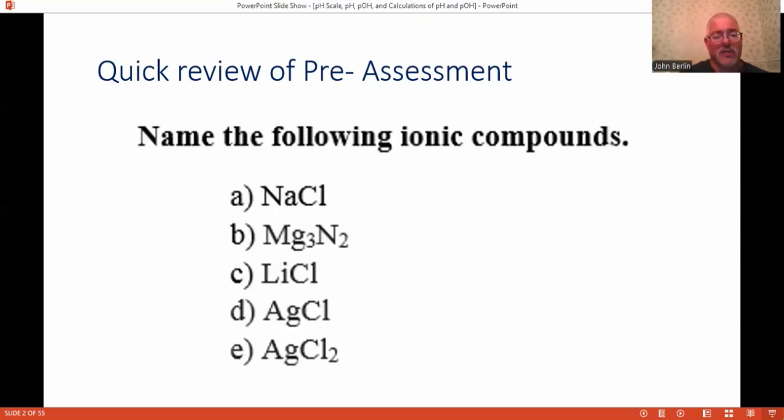Okay, number two, we did this one last class too. That's magnesium and nitrogen. So you call it magnesium nitride.